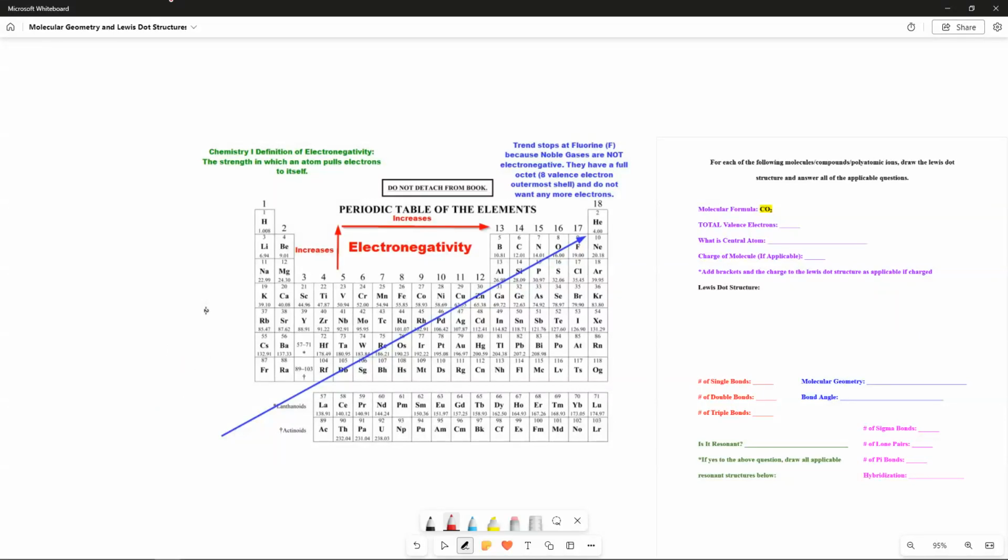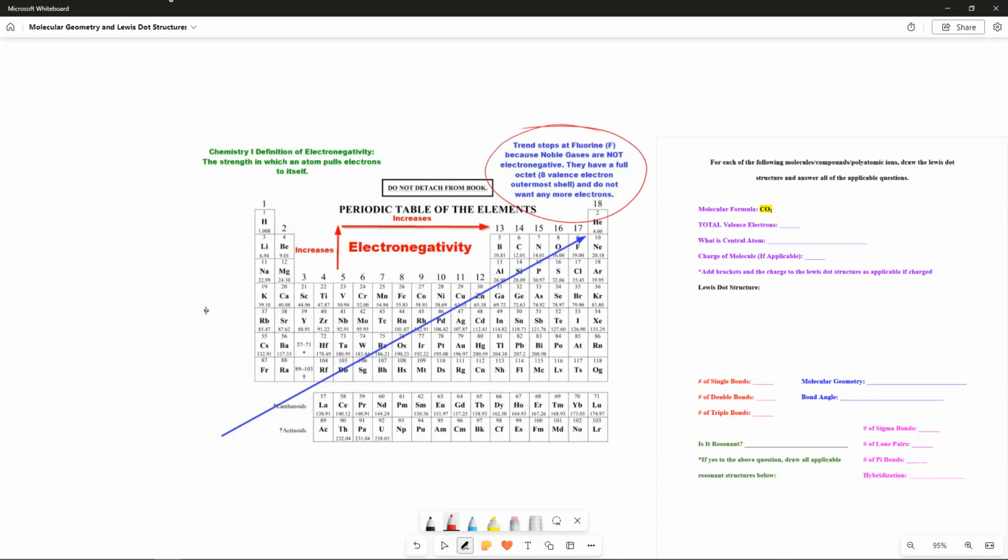So if we take a look at this part right here in green, it says the chemistry 1 definition of electronegativity is the strength with which an atom pulls electrons to itself. So it's an atom's strength in pulling electrons to itself. All right, this big blue arrow across the periodic table shows us the trend. And if you wanted to see the detailed trends, we have it here in red. The electronegativity increases as you go up and right.